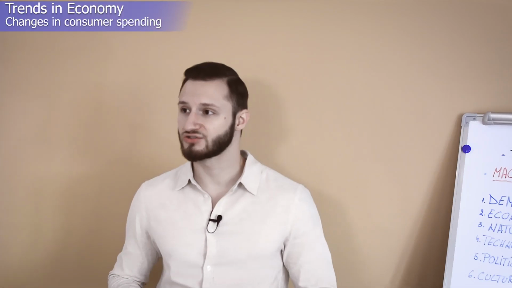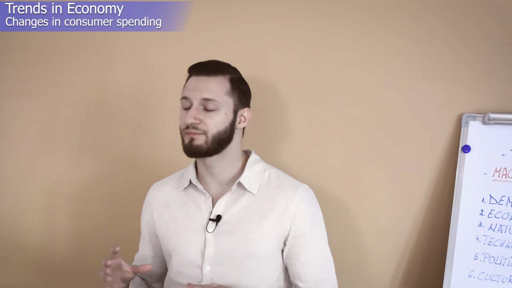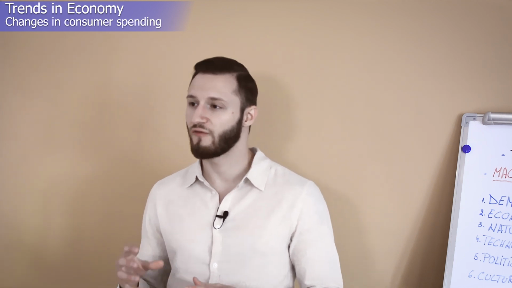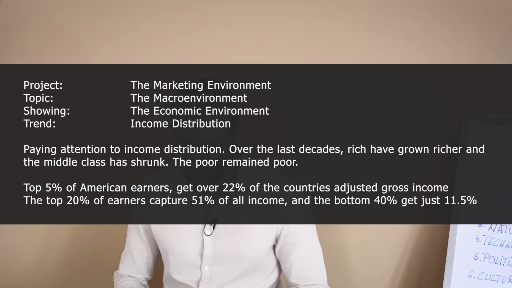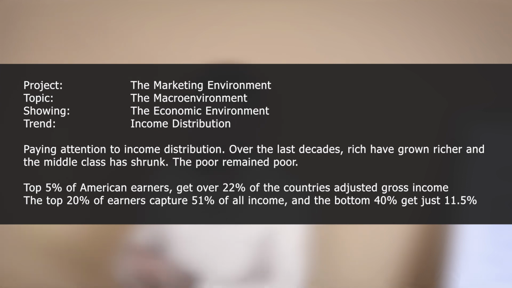So what marketers right now have to do is find the perfect combination of a fair price for a fair, good quality product. Paying attention to income distribution, over the last decades the rich have grown richer and the middle class has shrunk. The poor remained poor. The top 5% of American earners get over 22% of the country's gross income, and the top 20% of earners capture 51% of all the income, and the bottom 40% get just 11.5%.